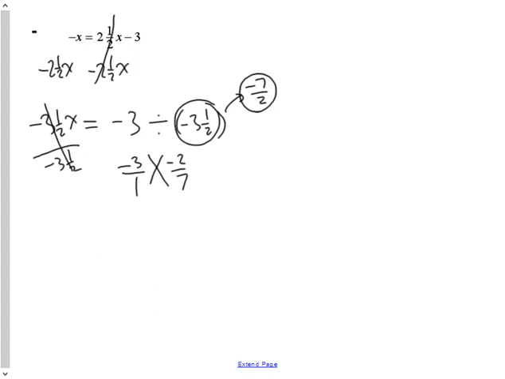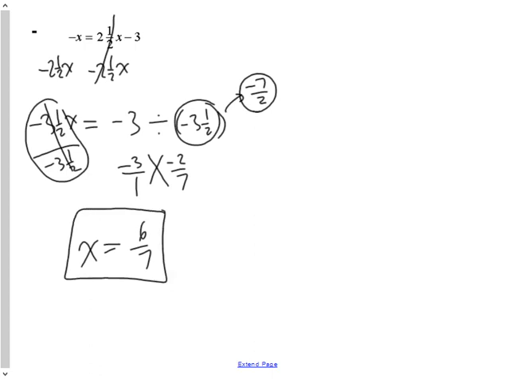Once we have that, we have x isolated because we got rid of the coefficient here. And on the other side, we're going to have a positive 6/7, which is your answer.